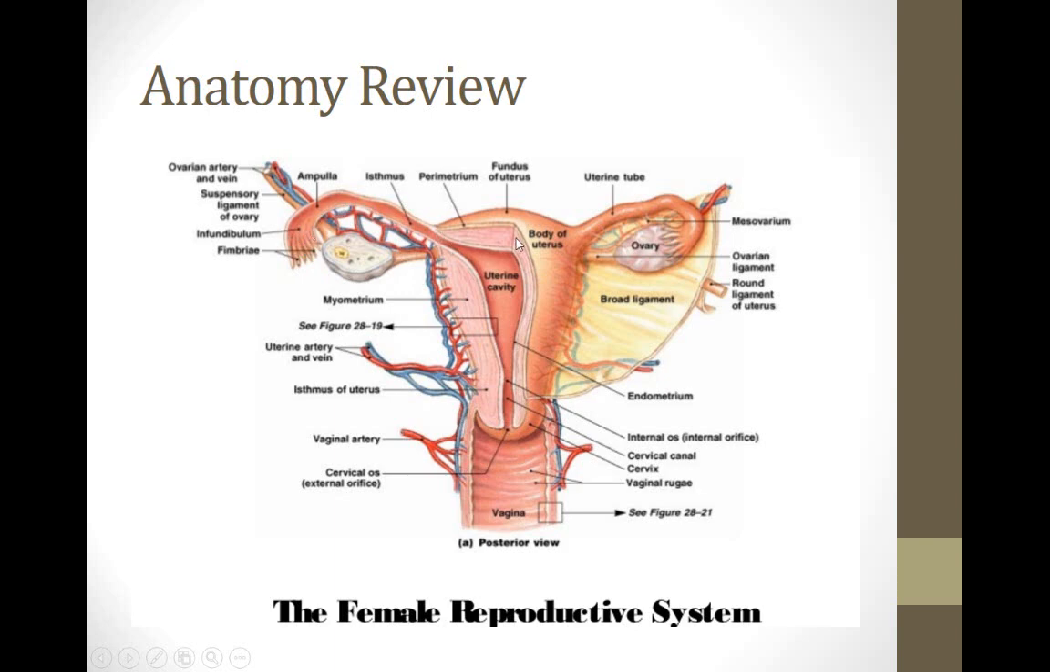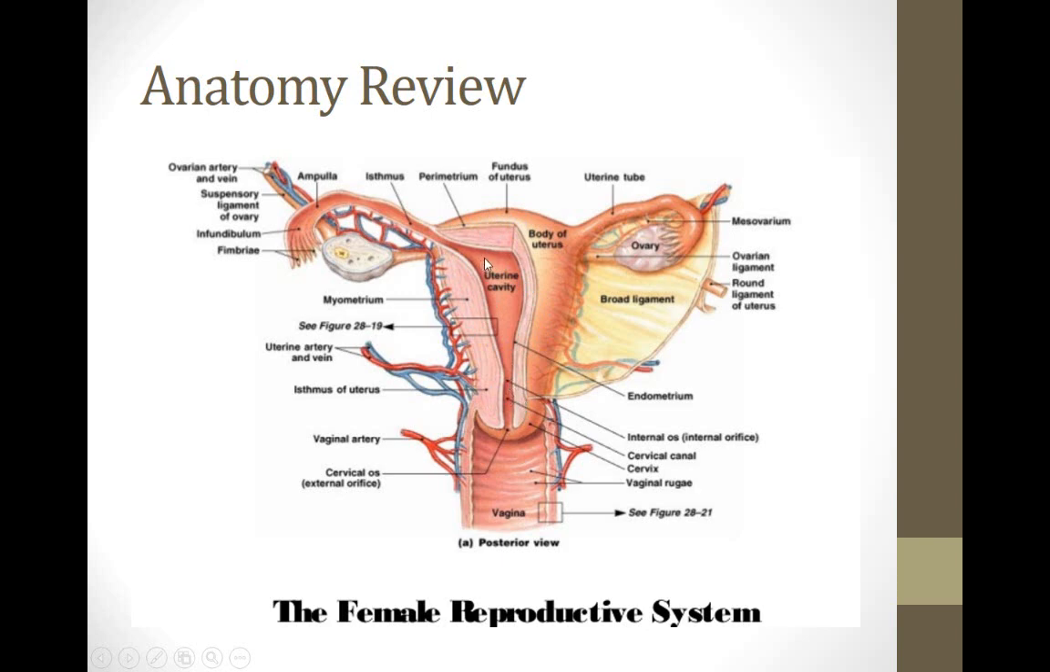As it travels down, we then travel into the uterus. The uterus has three areas to it. We have the top, which is the fundus. We have the middle section, which is the body. And we have the lower section where it narrows, which is called the cervix.